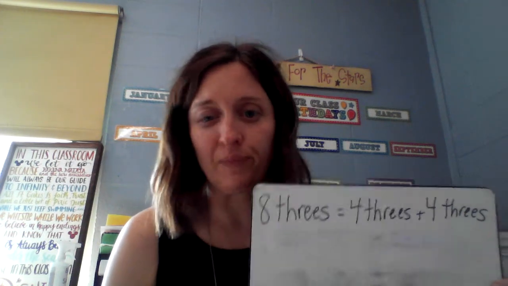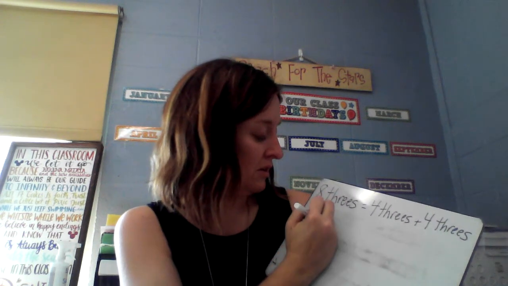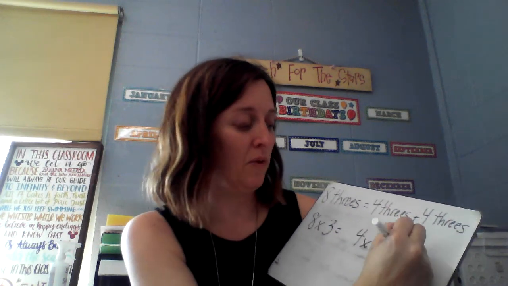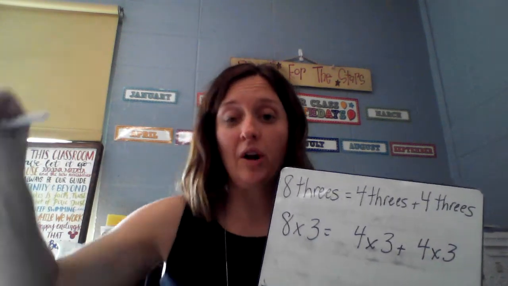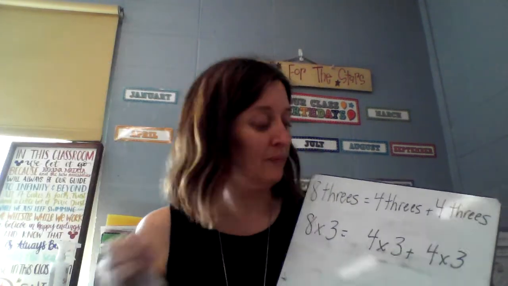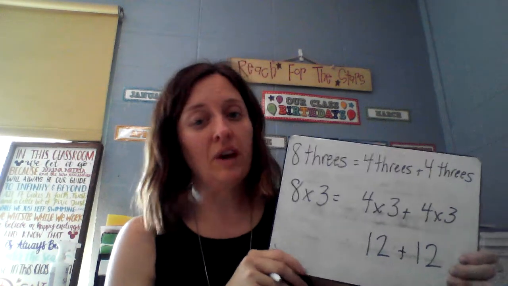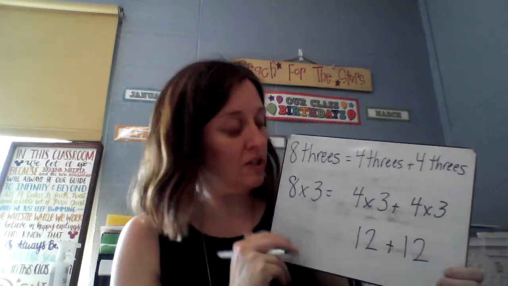Well, because you guys are doing so good on multiplication, we don't have to write it out like this anymore, do we? We know that 8 threes is the same thing as saying 8 times 3. And that 4 threes is the same thing as 4 times 3 plus 4 times 3. We already know, because we've already done the work, what 4 times 3 is. And we know that it is 12 plus 12. So to find the answer to 8 times 3, all we have to do is add these two together. 12 plus 12 is 24.